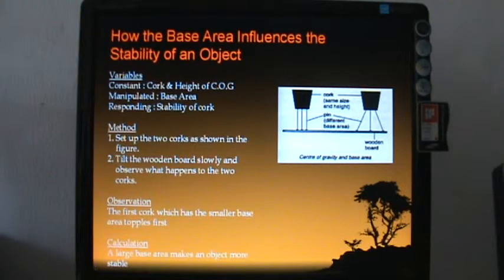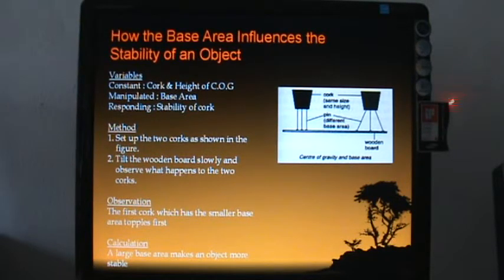So what are the steps? So what are the constant variable? Constant variable is the type of cork, the mass of cork or the weight of cork, and height of center of gravity. They are the same, constant. What are the manipulated variables? Manipulated variables is what you control. What are you controlling? You're controlling the base area. The first one seems to be small base area. The other one seems to be larger base area. So we need to find out the stability of the cork as a responding variable.